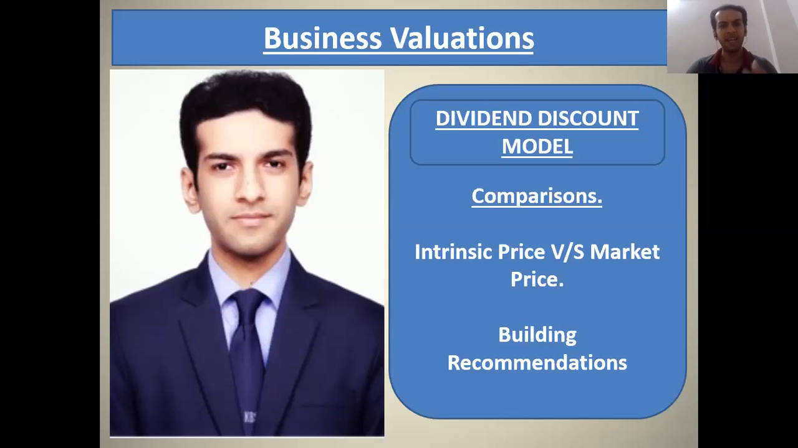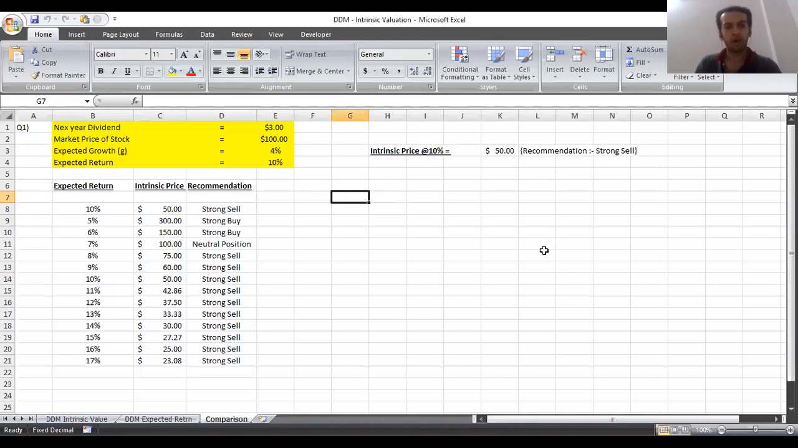I will share an Excel sheet with you all, so just pay attention to that. So here we go. Now observe the question very nicely, my dear friends. The question says that the next year's dividend, sorry, the T is missing over here, is $3.